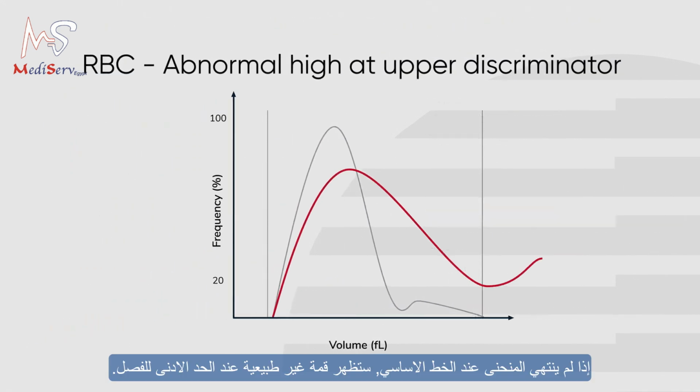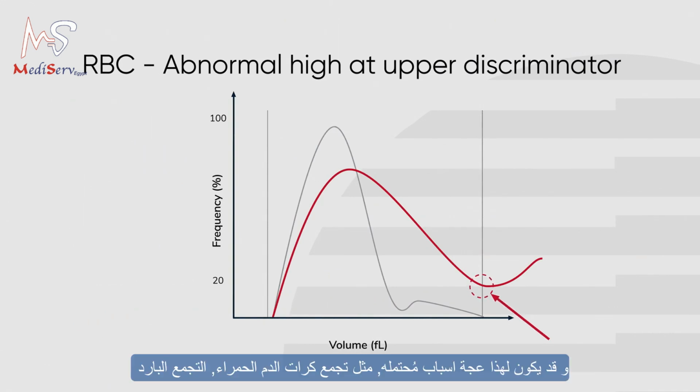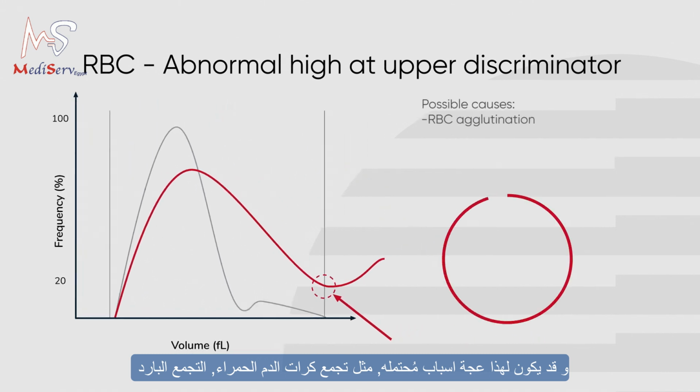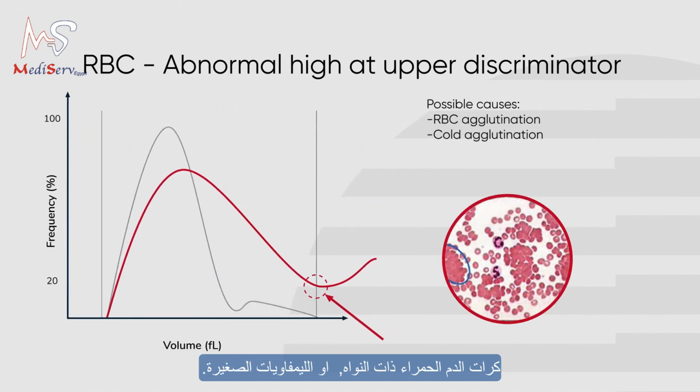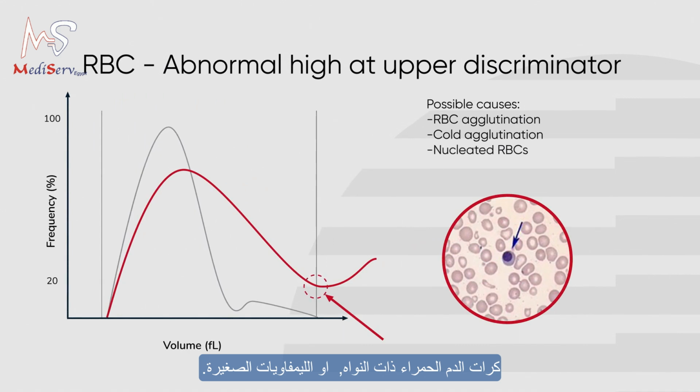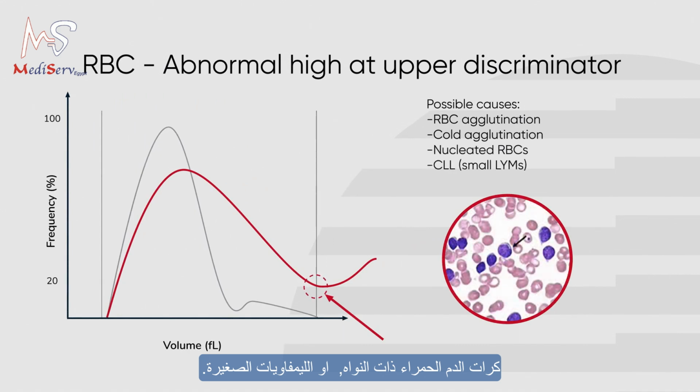If the curve does not end at the baseline, there will be an abnormal high at the upper discriminator. This could have several possible causes, such as red blood cell agglutination, cold agglutination, nucleated red blood cells, and small lymphocytes.